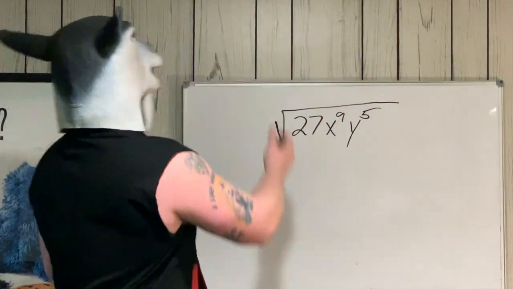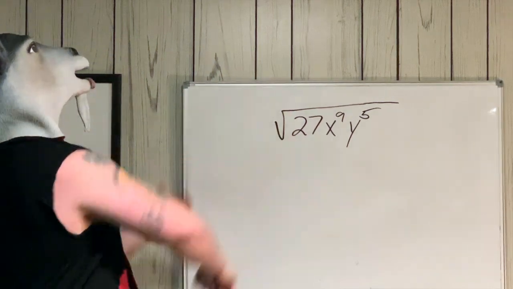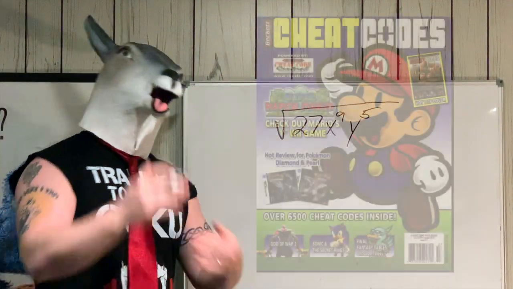Alright, let's take a look. We got the square root of 27, x to the 9, y to the 5th. I ain't worried a little bit because I got the cheat code.